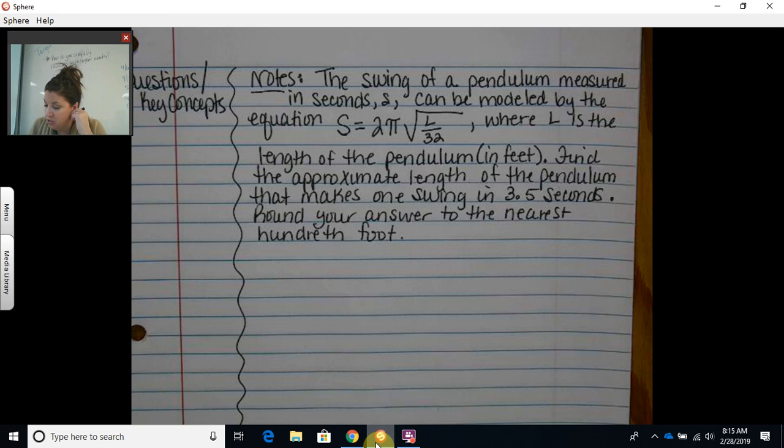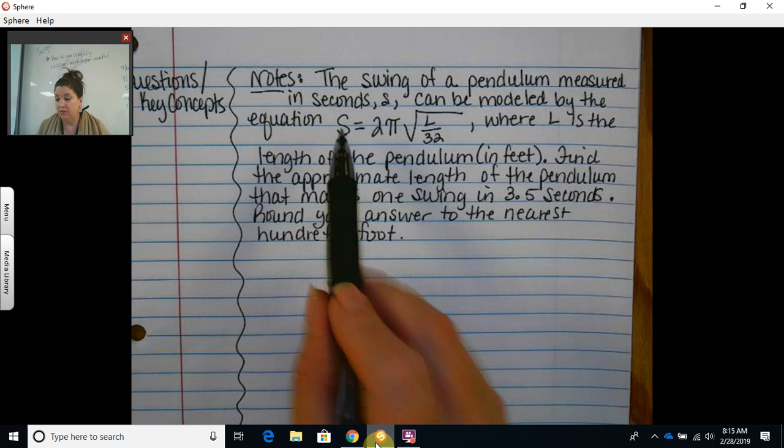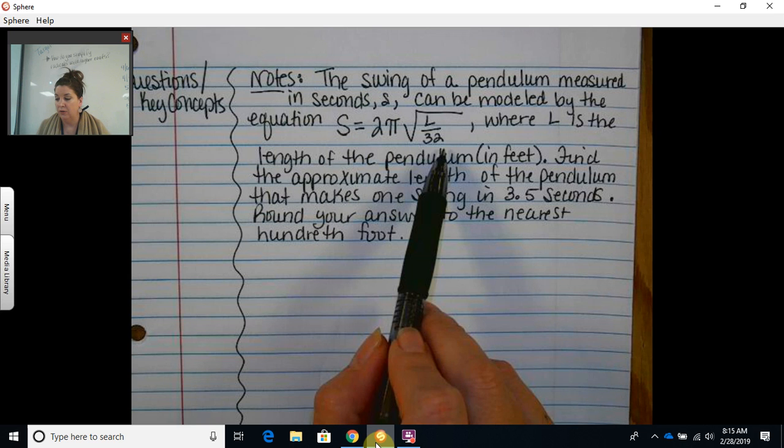Okay, so did they give us a value for the length, or did they give us a value for the time in seconds? Time in seconds. So they gave us S, and they want to know L. So we could do this two ways. We could leave the equation like it is and substitute 3.5 for S.